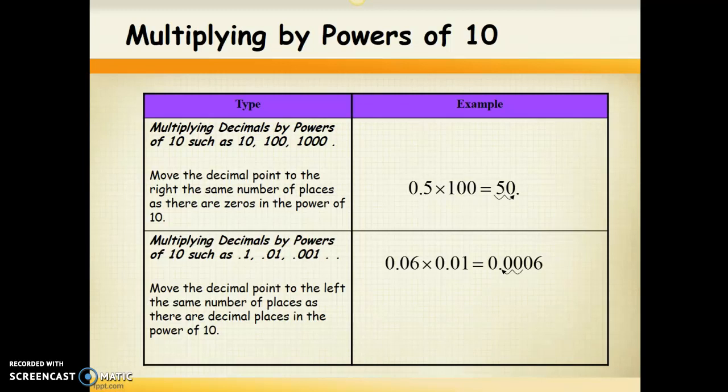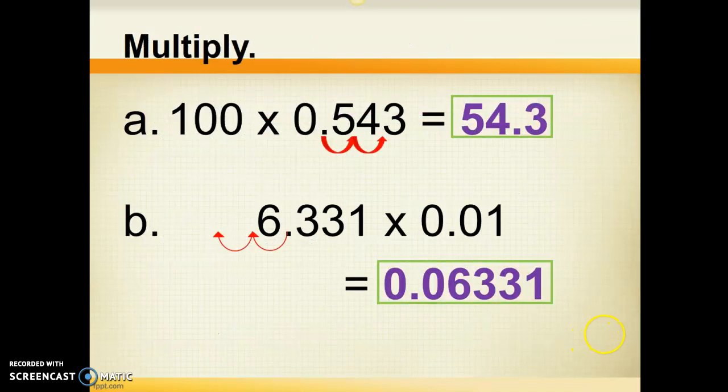Then if we're multiplying decimals by powers of 10, such as 0.1, 0.01, etc., then we're going to move the decimal point to the left, the same number of places as there are decimal places in your power of 10. Some examples here, we'll see in A, we're multiplying times 100, which has 2 zeros, so our decimal point will move 2 places to the right.